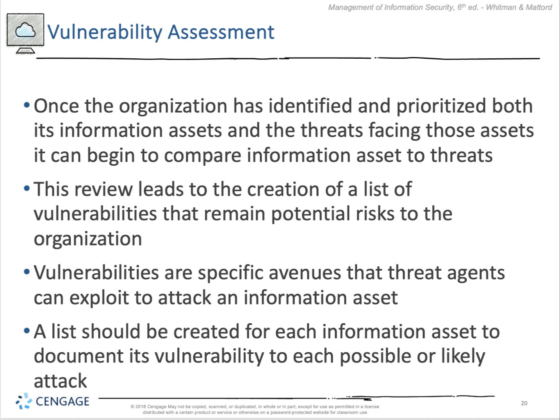So once the organization has identified and prioritized both its information assets and the threats facing those assets, it can begin to compare information assets to threats. This review leads to the creation of a list of vulnerabilities that remain potential risks to the organization. Okay? Vulnerabilities are specific avenues that threat agents can exploit. A list should be created for each information asset to document its vulnerability to each possible or likely attack.